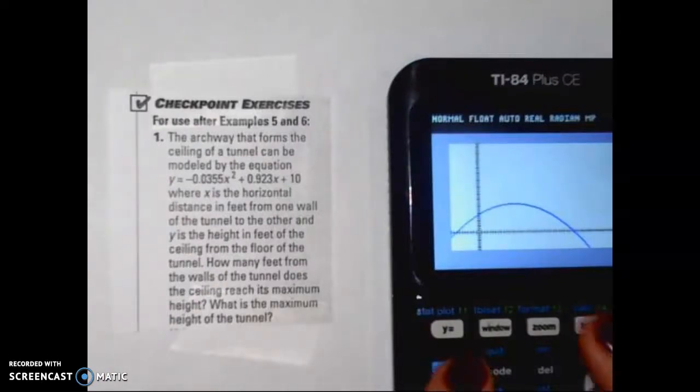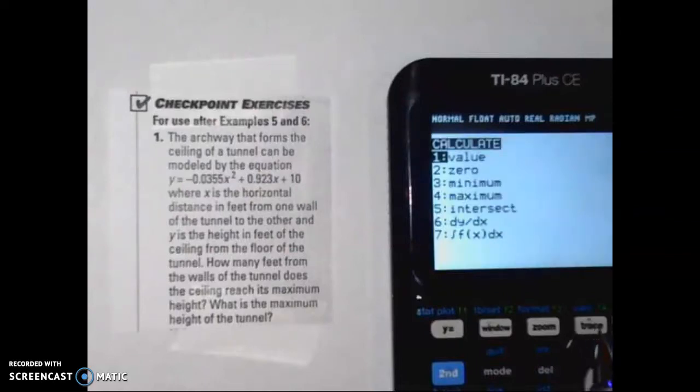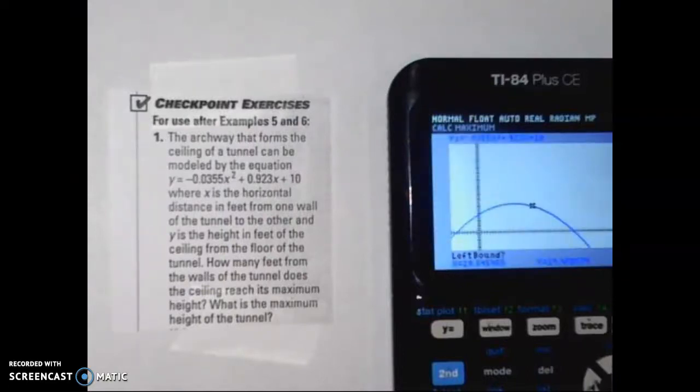Let's find the vertex. Second trace, that's the calculus menu. Since it opens down, it's a max. Cursor over to the left. That's a good spot. Over to the right, this is our right bound. Okay, do we want to guess? No, we don't want to guess. So just hit enter one more time, and it gives us our max at 13, 16.